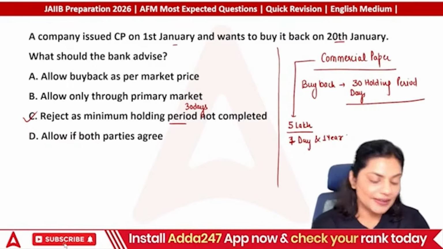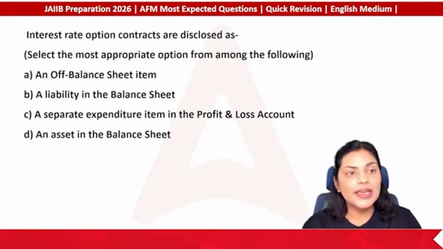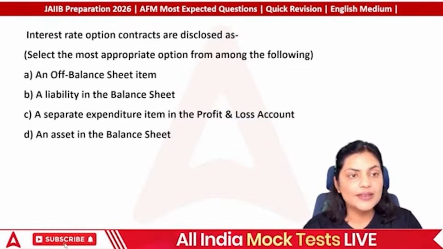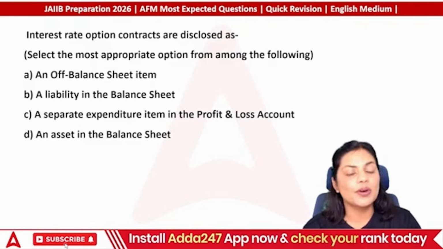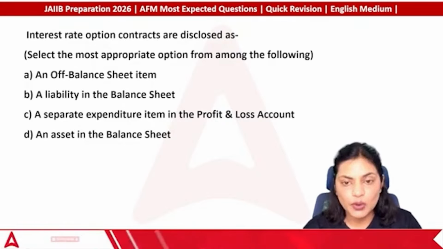Okay. Next one. Question number 2. Interest rate options are disclosed as an off-balance sheet item, a liability in the balance sheet, a separate expenditure item in the P&L account, or as asset in the balance sheet. What do you think is the right answer?